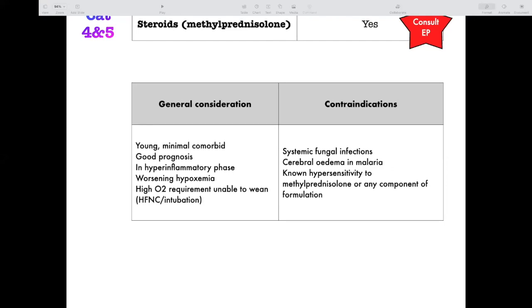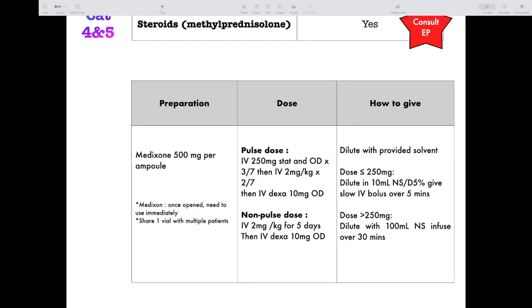requires high oxygen requirement. There are a few contraindications for the usage of IV methylprednisolone, which include systemic fungal infection, cerebral edema in malaria, or a patient known with hypersensitivity to methylpred or any component of the formulation.